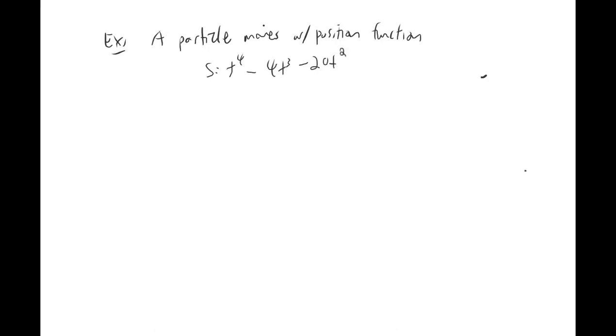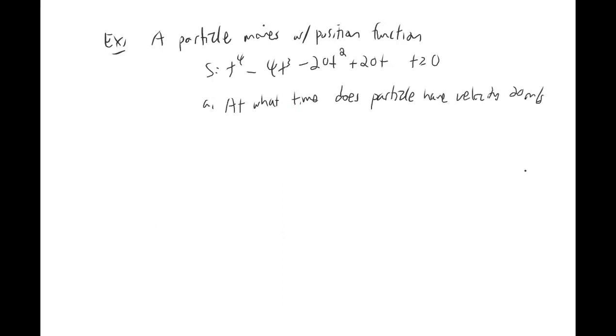So minus 2t squared plus 20t when t is bigger than or equal to 0. There are two questions. A, at what time does the particle have velocity 20 meters per second? And what I want to tell you is the second part. At what time is acceleration 0?